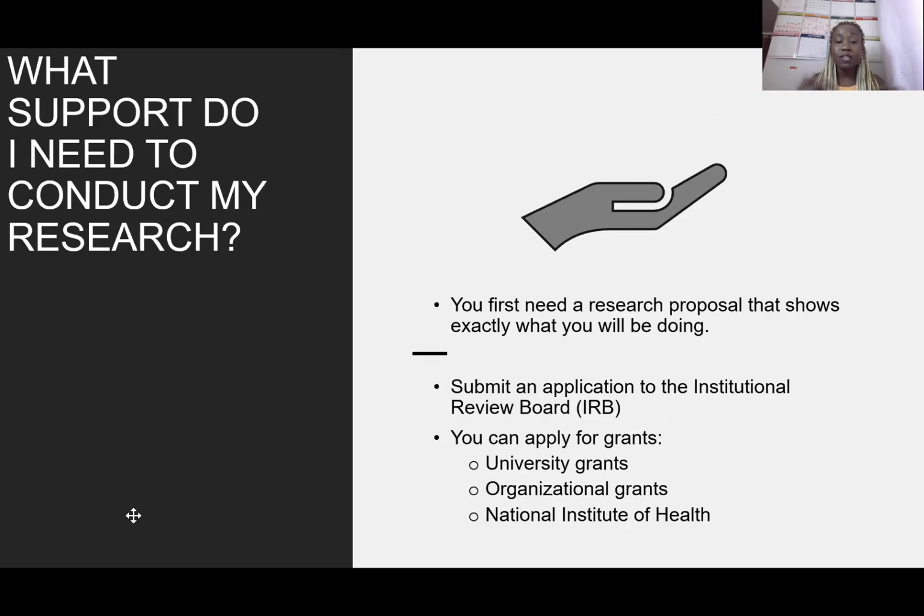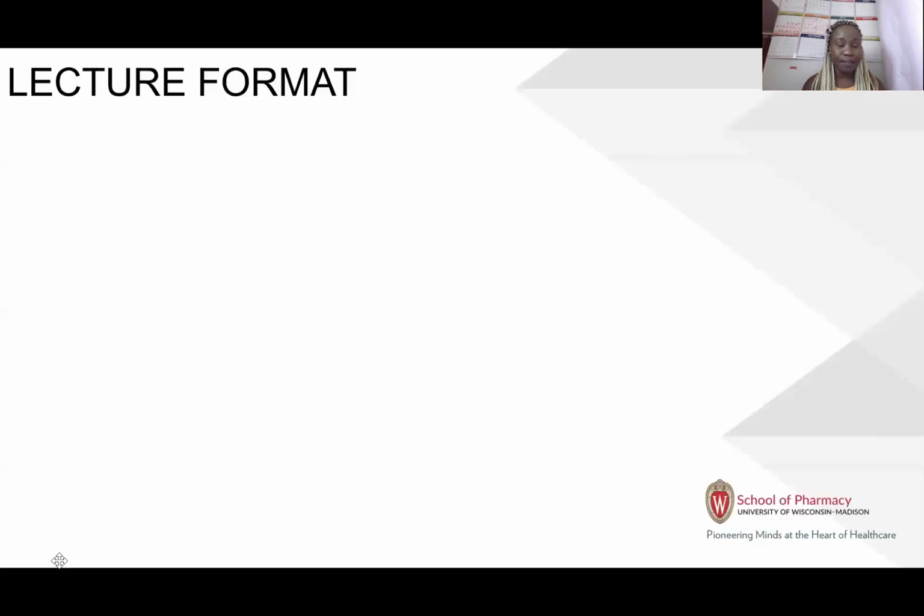And then lastly, you definitely need support. You need approval, so from the institutional review board, approval from your institution to conduct that research. So you do that by really writing a proposal that details, this is what I'm going to do. Is it ethical? Is it feasible? And so on. What's the best way to do it? And you can also apply to grants. So university grants, local organizational grants, or the National Institutes of Health provides a lot of big grants to big institutions. And so having that proposal is sort of like your next step.